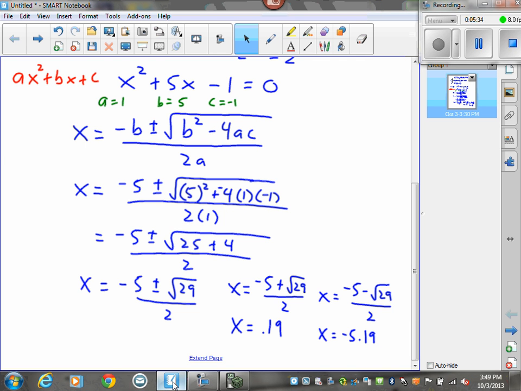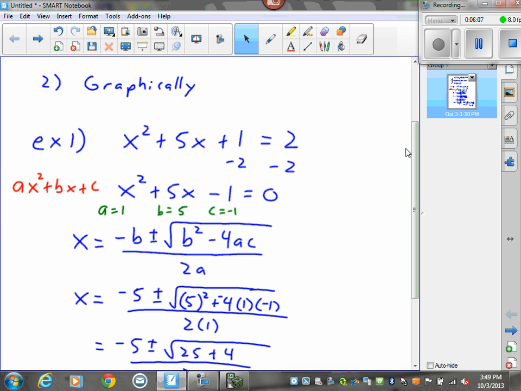So there's how you use the quadratic formula. Again, it's got to be set equal to 0, and then from there, I use the quadratic formula, identify the a, b, and c, plug it in and get my answer. And again, I just use my calculator to estimate the last two parts, 0.19 and negative 5.19. All right, so what we're going to look at is how could I solve this using my graphing calculator? And there's kind of two ways to do it.